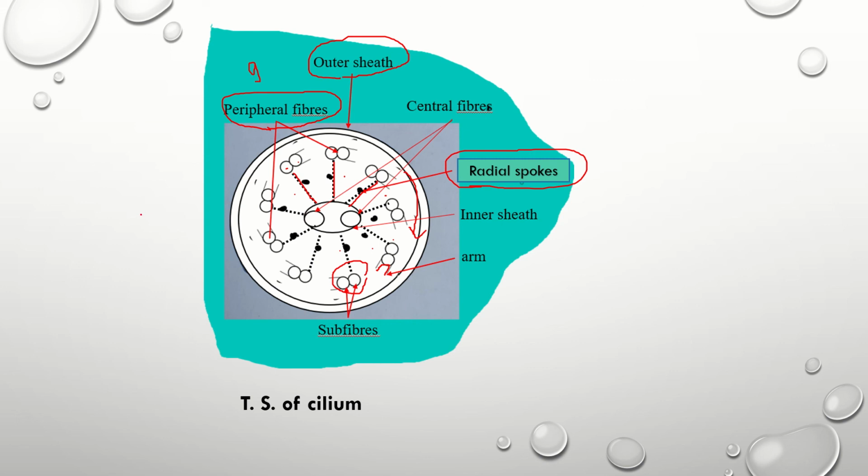The TS of cilia has a matrix covered by an outer sheath. There are 9 peripheral fibers, each having two complete subfibers and a pair of arms. Again, there is a pair of central fibers, and the central fibers are connected with the peripheral fibers by radial spokes. So this was about the structure of Paramecium and the TS of cilium.